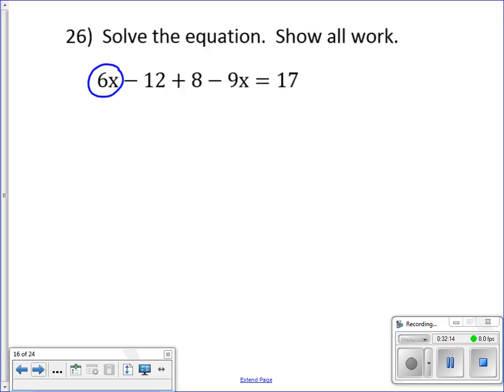But I'm going to do 6x minus 9x. That means I have a negative 3x. And I'm actually going to go ahead and combine these at the same time here. Negative 12 plus 8 gives me negative 4.